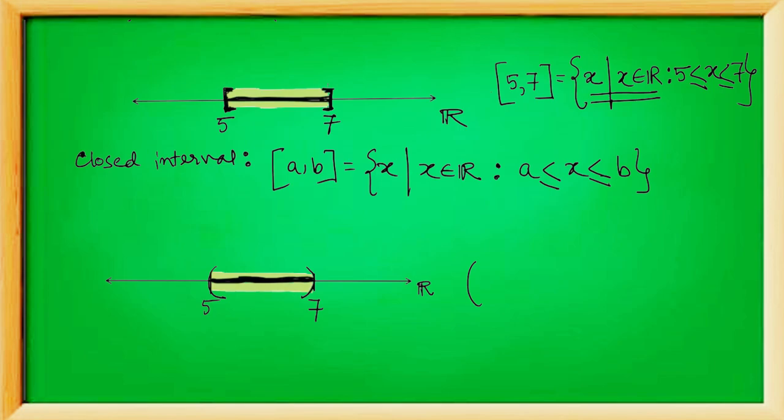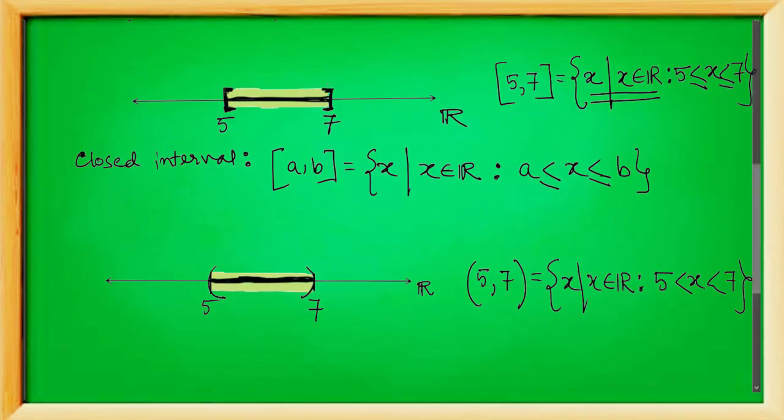And this is how we write the open interval (5, 7): it is the set of all real numbers which are in between 5 and 7. So it is the set of all real numbers which lie between 5 and 7, and definitely we have not included 5 and 7 in our list.